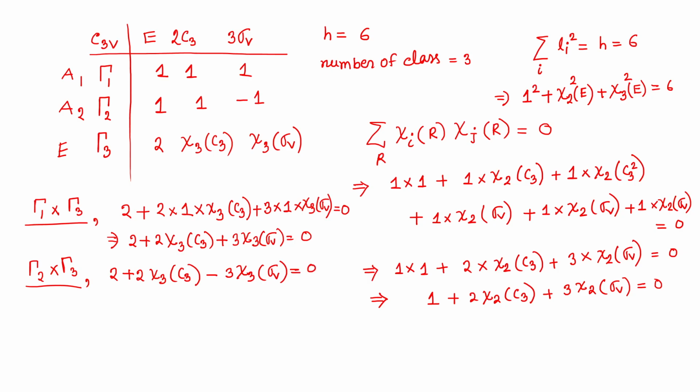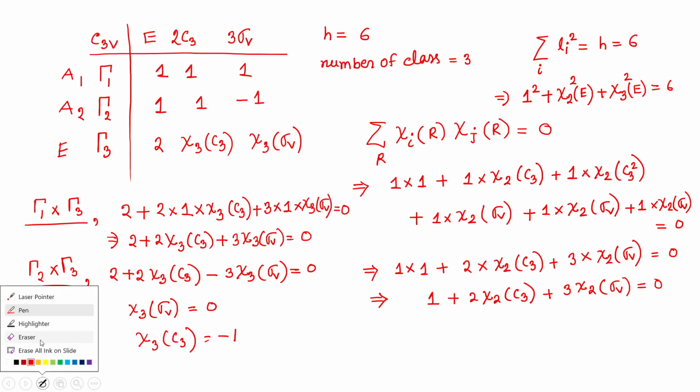Now, as you can see, irrespective of the value of chi3 of C3, these are going to give me 0. So actually chi3 of sigma v is 0. Okay, chi3 of sigma v is 0. And what about chi3 of C3? If chi3 of sigma v is 0, then 2 plus 2 into chi3 of C3 is going to be 0, then chi3 of C3 is going to be minus 1. So we'll just put the values here.